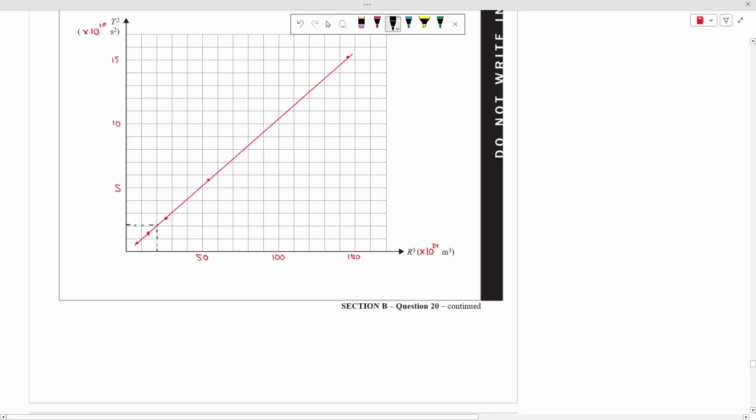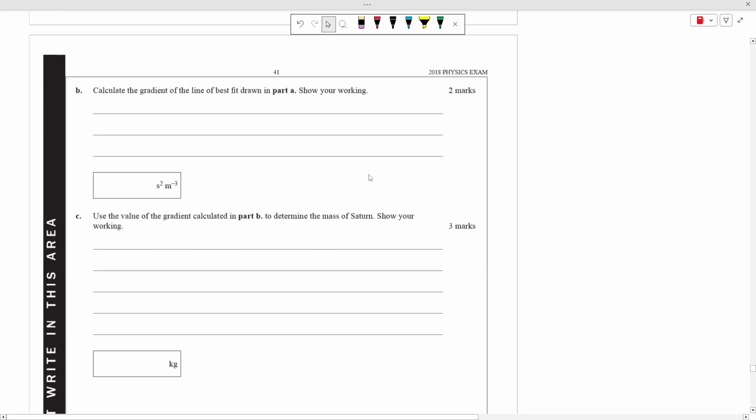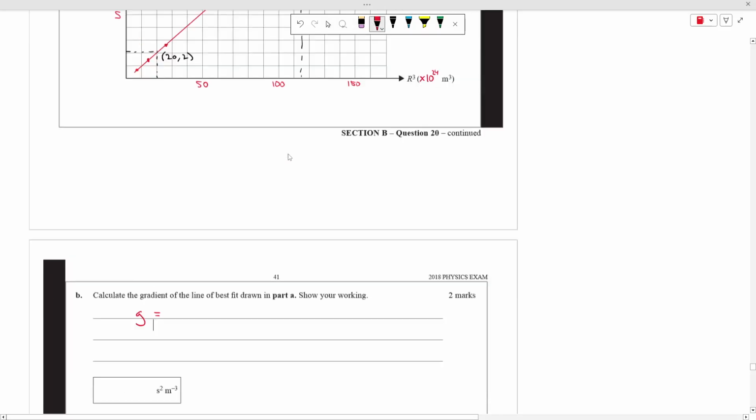And another point I'll use will be maybe that one. Okay, so those points are 20, 2. This point is, what's that, 115, 12. Alright, so gradient equals, okay, what are my numbers again?